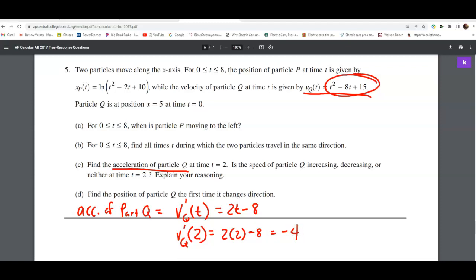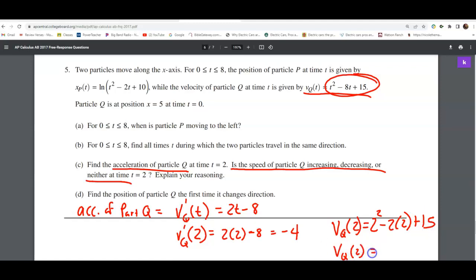So that's the acceleration. So right there, I'm sure that would be worth 1 point on this exam, is getting that question right. Now they want to know what's up with the speed. Is it increasing, decreasing, or neither? Well, we've talked about how speed is increasing when velocity and acceleration have the same sign, and it's decreasing when velocity and acceleration have opposite signs. So I know that acceleration has a negative sign. Let's find the velocity. So let's just do v of 2 now. I end up with 15. Notice that they're opposite signs, and so that means the speed is decreasing. In other words, it's slowing down.